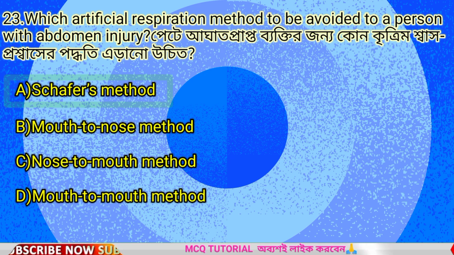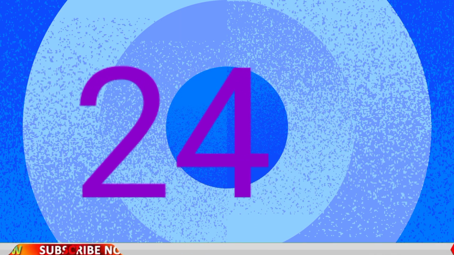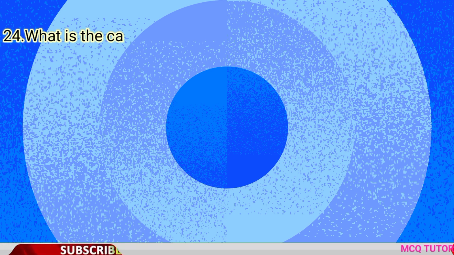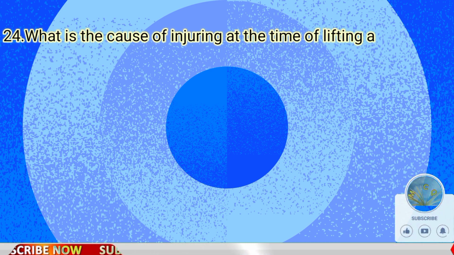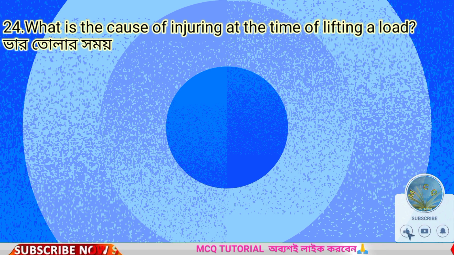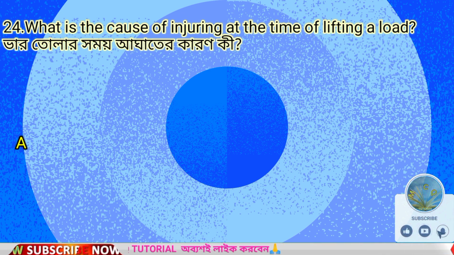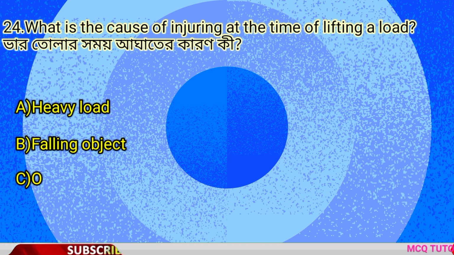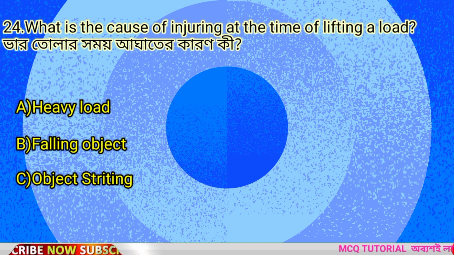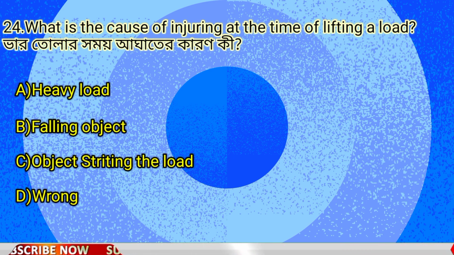The answer will be option A, Schaefer's method. What is the cause of injury at the time of lifting a load? Option A, heavy load. Option B, falling object. Option C, object striking the load. Option D, wrong lifting technique.